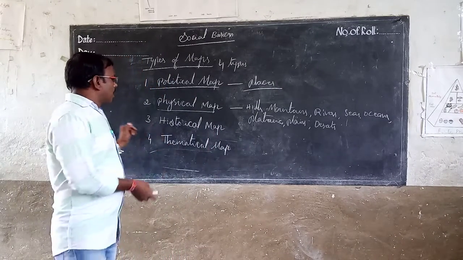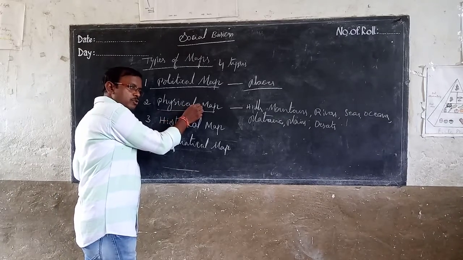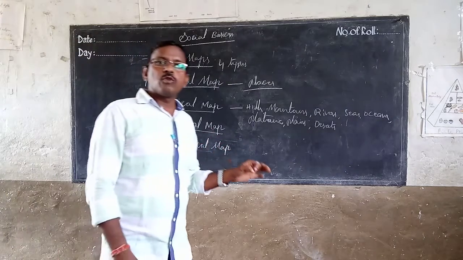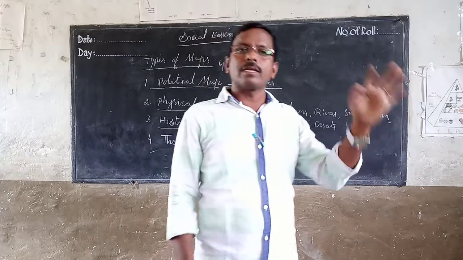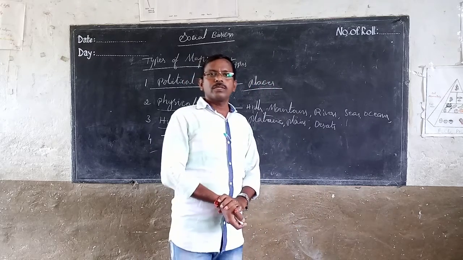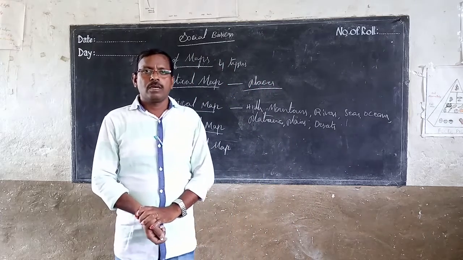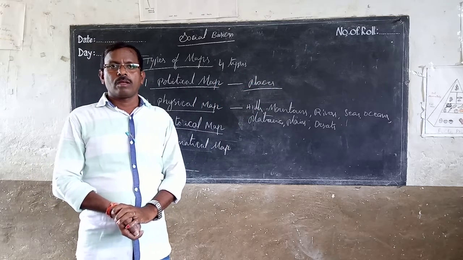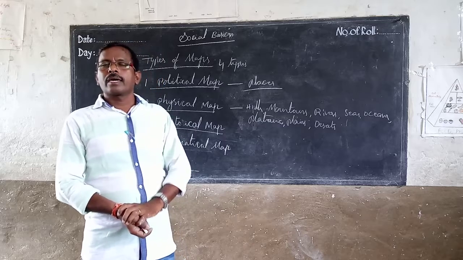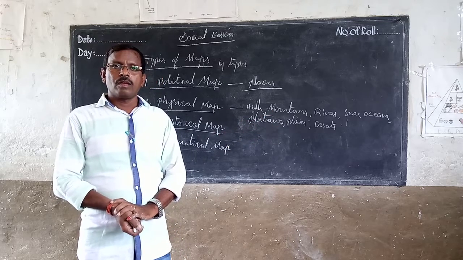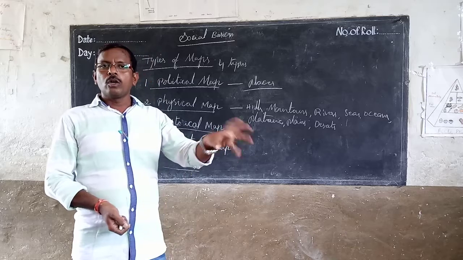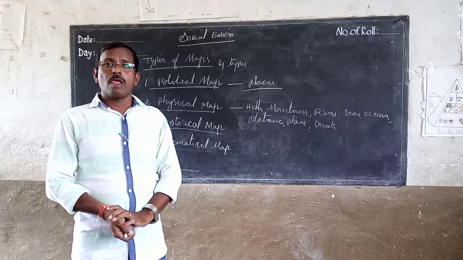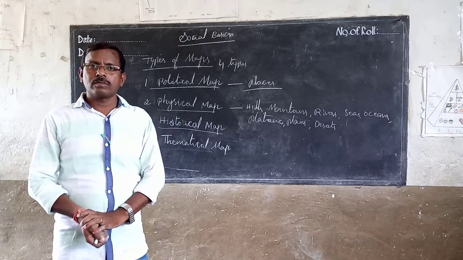Understood. Next, which maps tell about landforms? Those are physical maps. And next, historical maps. Which maps tell about kings, kingdoms, empires, and emperors? Ashoka kingdom, Ashoka empire, the Kakatiya dynasties, Orugallu, Kakatiyas, Ikshvakas, different kings and their kingdoms.